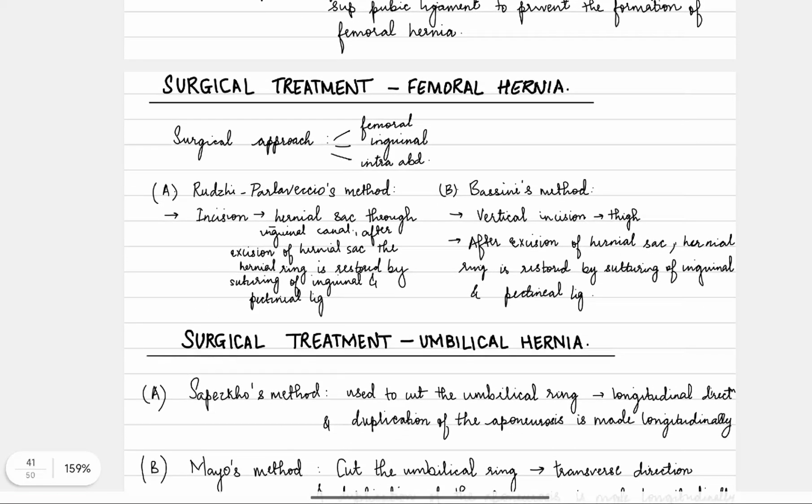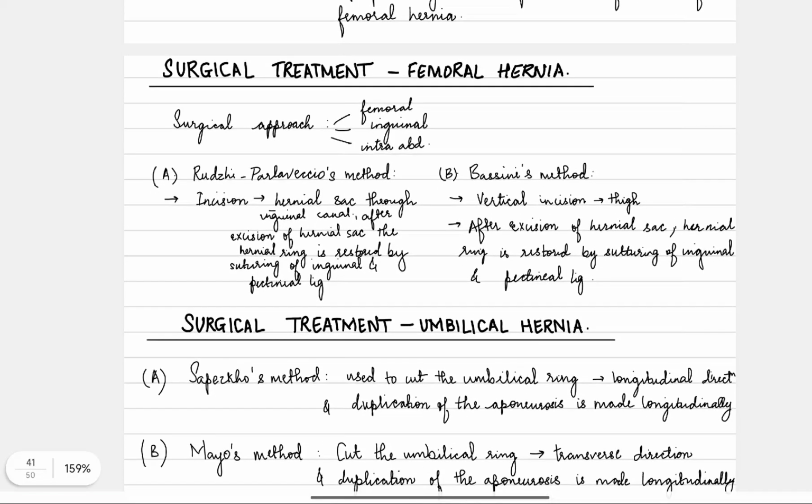Now, next is surgical treatment for the femoral hernia. Approach is femoral, inguinal or intra-abdominal. There are two methods: Ruggi-Parlavecchio's method or Bassini's method.